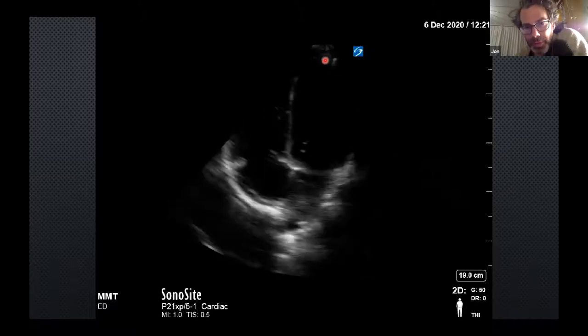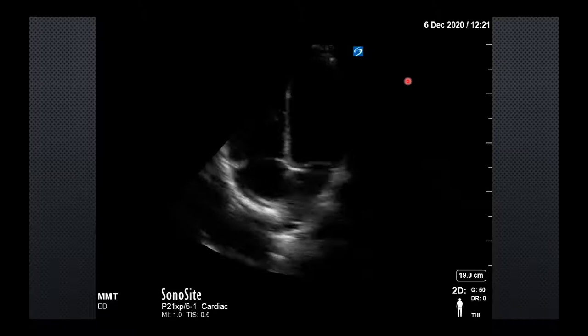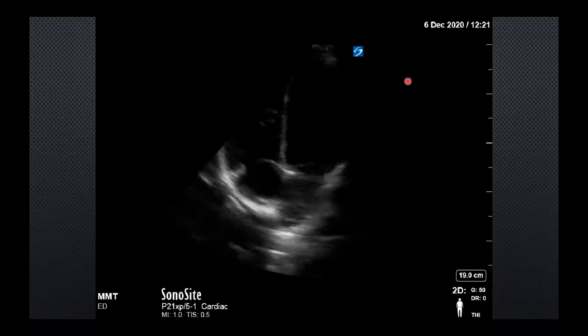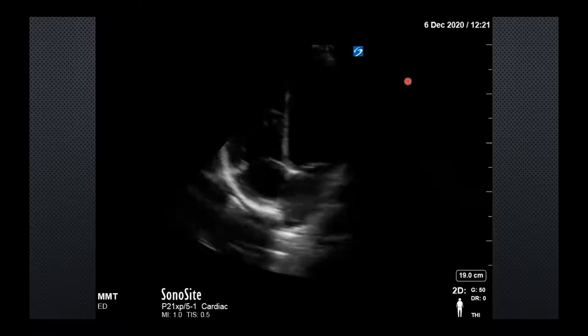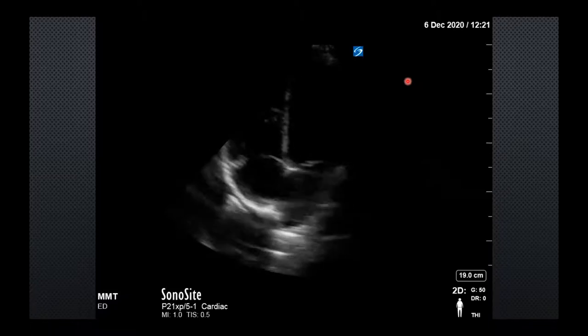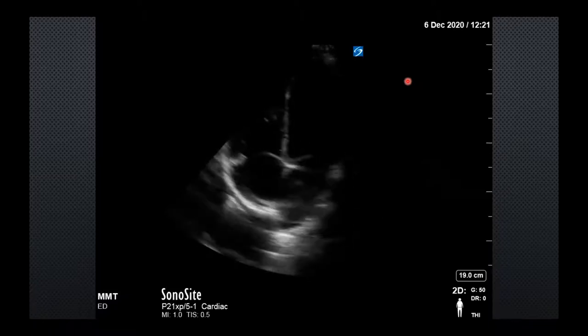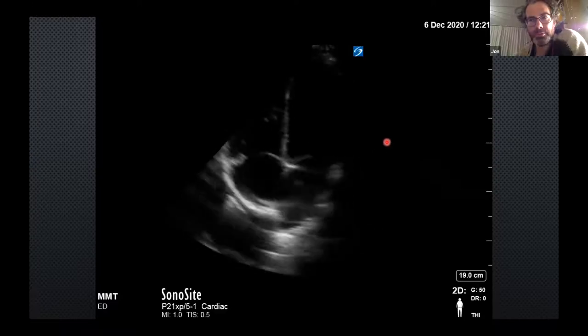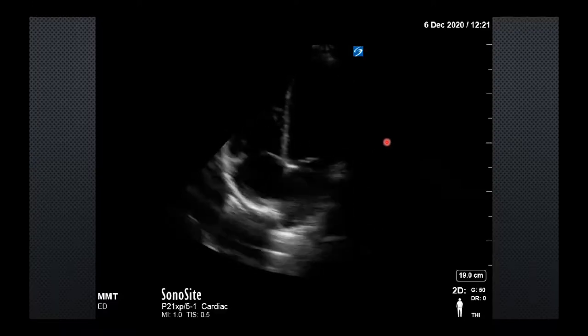Mm-hmm. And in terms of the LV function, what do you think? I'm not going to comment on your actual scans because that would be rude. It doesn't look like there's very good, what am I talking about? Top to bottom kind of contraction. That's not the actual word for it, but you know what I mean. Mm-hmm. Torsional longitudinal contraction. Okay. Thank you. Yeah. Longitudinal. Yeah.